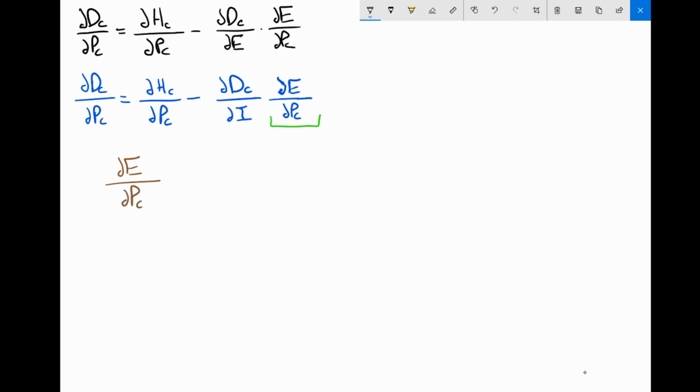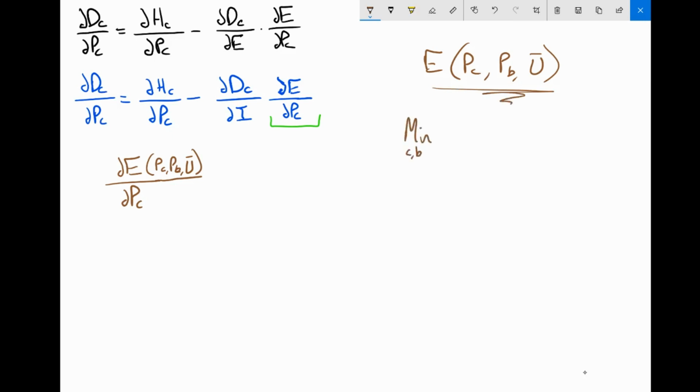What is this? All right, so remember, E is a function of PC, PB, and utility. So when I say the derivative of E, what I really mean is the derivative of this optimized function. Okay. Now remember where we got this. Remember where this came from. This came from an expenditure minimization problem. We chose coffee and bagels to minimize the expenditures subject to a utility constraint. All right, that's where this came from.